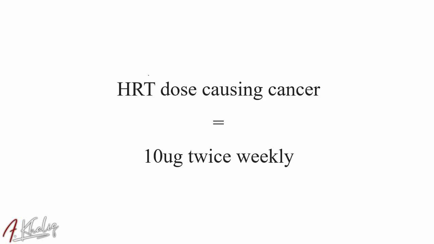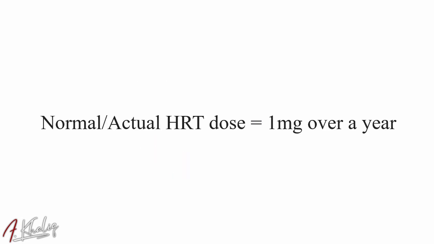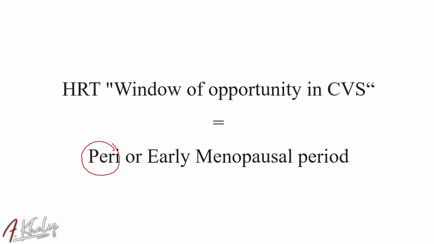Now, the HRT dose which is going to cause cancer is 10 microgram twice weekly, while the normal dose for HRT is 1 milligram over a year. The perimenopausal or early menopausal period is defined as a window of opportunity in CVS if you talk about HRT.